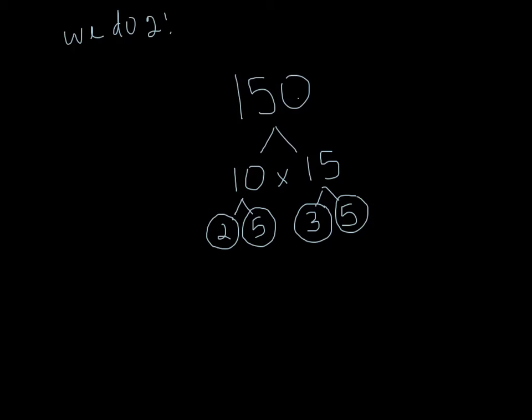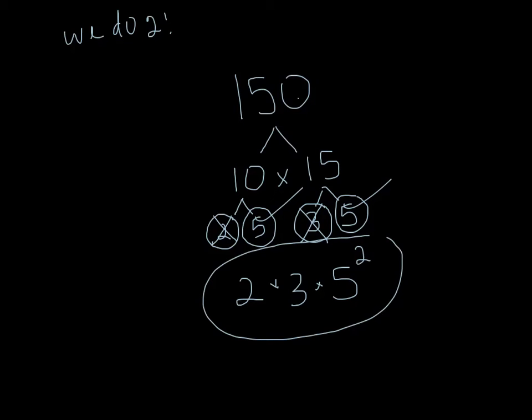So my prime factors of 150 are 2 times 3 times 5, but there are 2 of those 5s, 1, 2, so 5 to the second. And that is the answer for the prime factorization of 150.